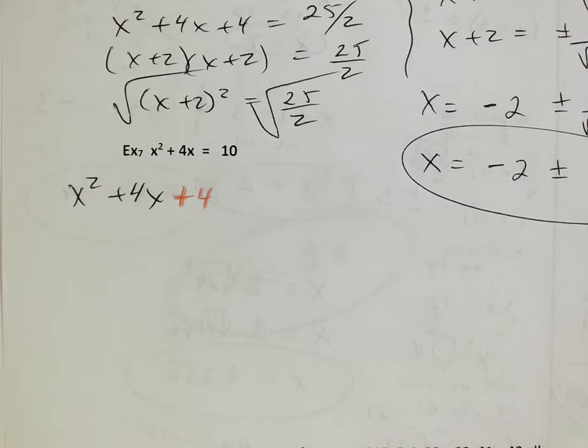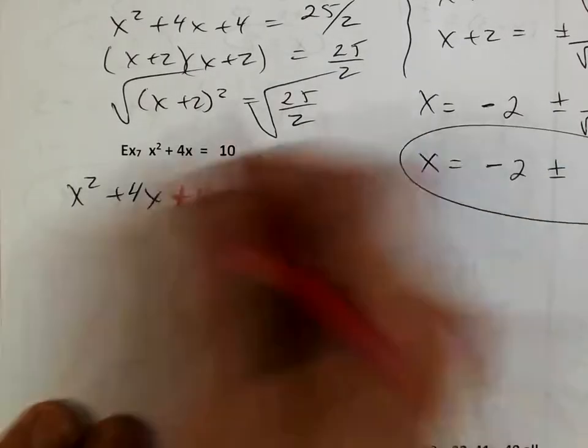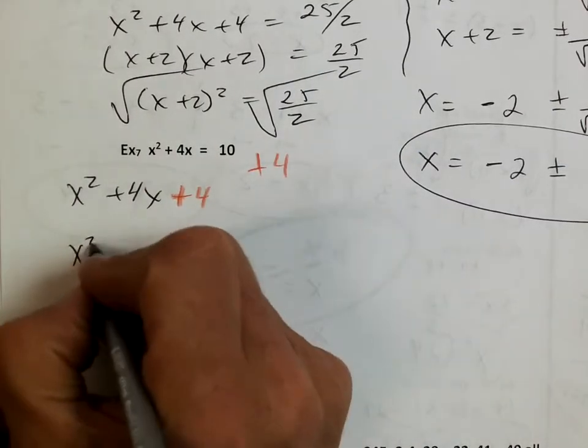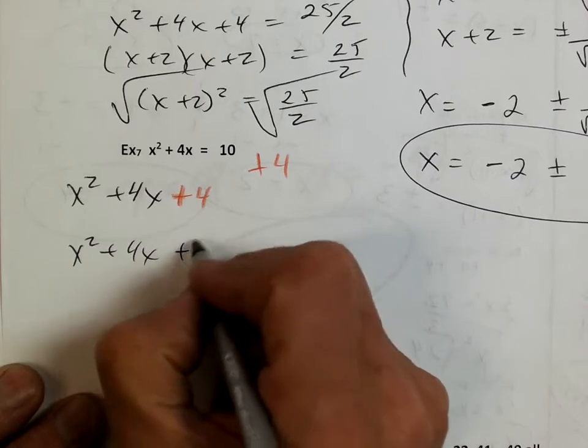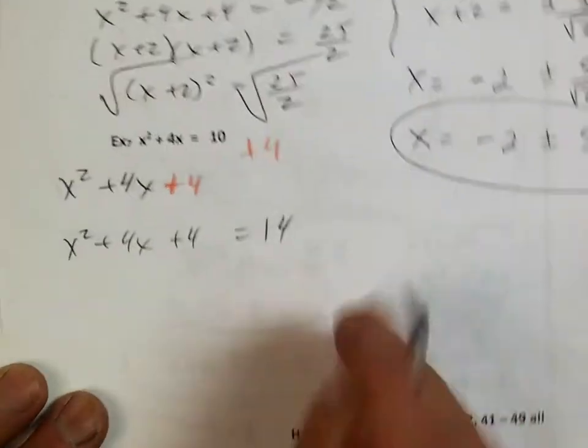Helps with factoring. But one thing I do know about equations is you can't just add 4. My scale's off balance. What am I going to do, Rose? Let's add 4 to the other side. What if I add 4 to both sides? Am I balanced? So if I add 4 over here, let's see what I get. I'm going to get x squared plus 4x plus 4 equals 14.